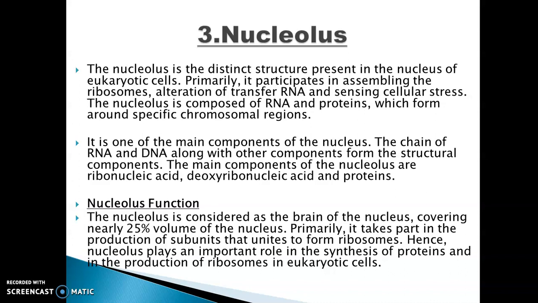So what is the function of the nucleolus? The nucleolus is considered the brain of the nucleus, covering nearly 24% of the volume of the nucleus. Primarily, it takes part in the production of subunits that unite to form ribosomes. Hence, the nucleolus plays an important role in the synthesis of proteins and in the production of ribosomes in eukaryotic cells.